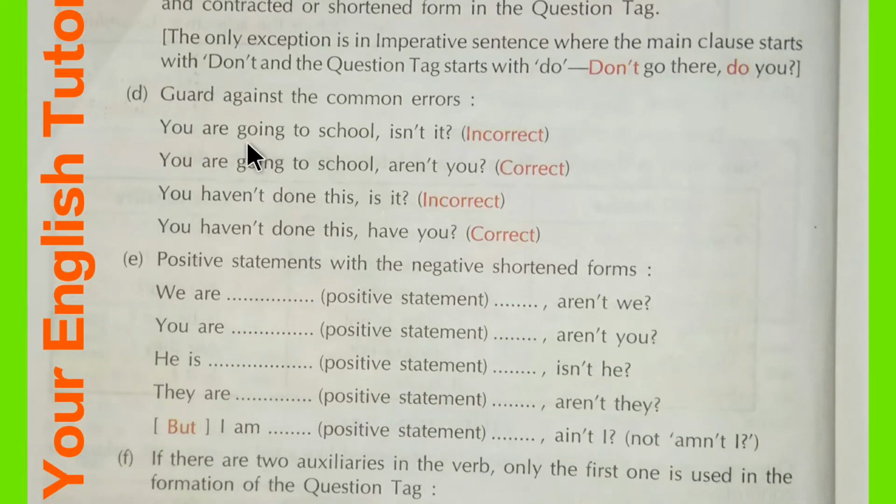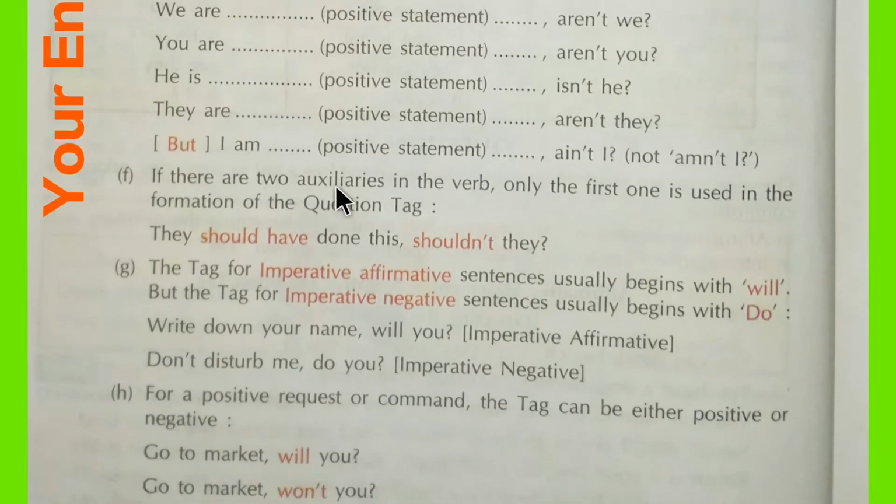So these are the common examples you can read. Positive statement with the negative shortened forms. Here you can practice. We are, aren't we. This is positive, this is negative, right? You are, aren't you? He is, isn't he? Like this, right? If there are two auxiliaries in the verb, only the first one is used in the formation of the question tag, right? They should have done this. We have two auxiliary verbs, but we will only use "shouldn't they?"